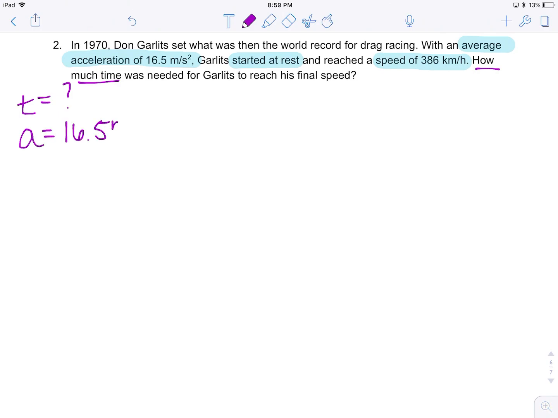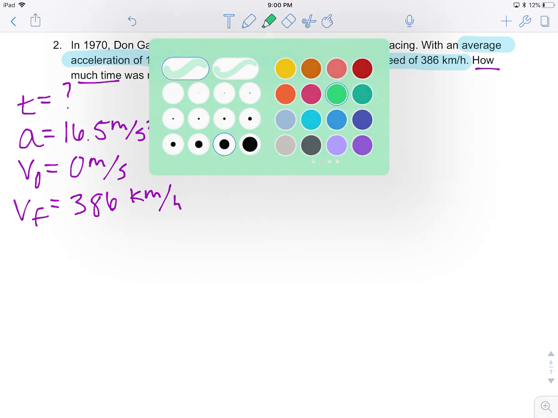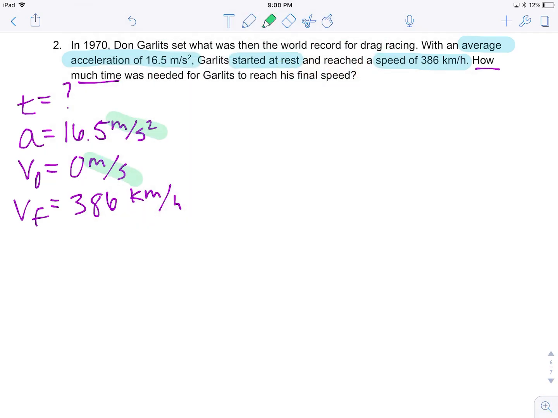Acceleration is 16.5 meters per second squared. He started at rest, so I can assume his initial velocity was 0. And then his final velocity for this segment of his motion was 386 kilometers per hour. Something I noticed right off the bat, the units are different for all of these numbers. If I'm going to plug all of these numbers into the same equation, I want to make sure they're in the same units so everything cancels and I get an answer that doesn't have complicated units.